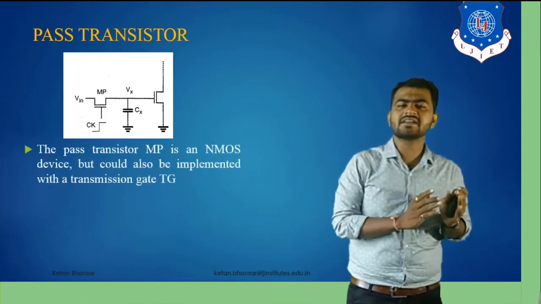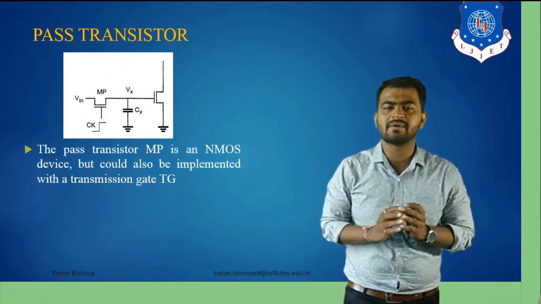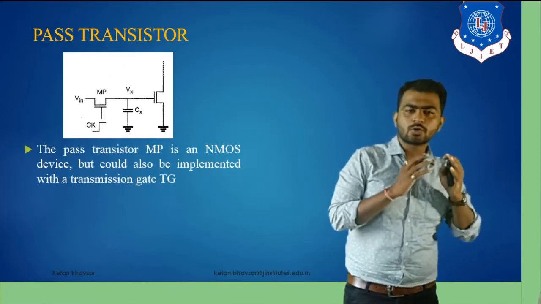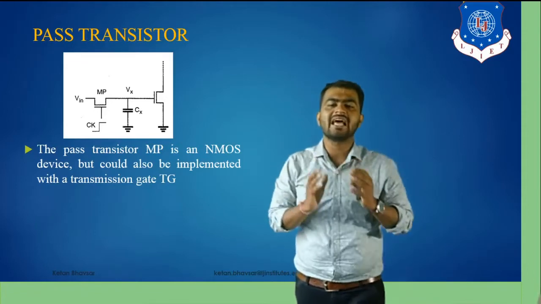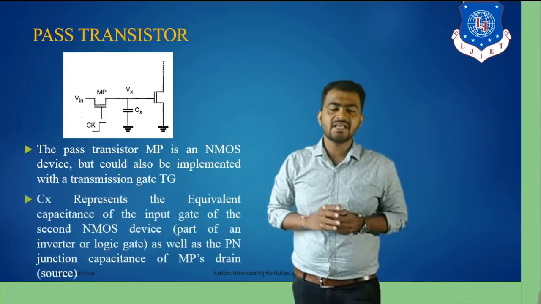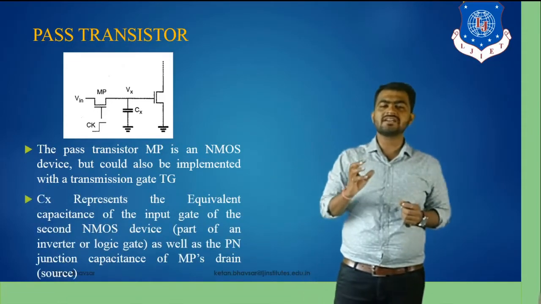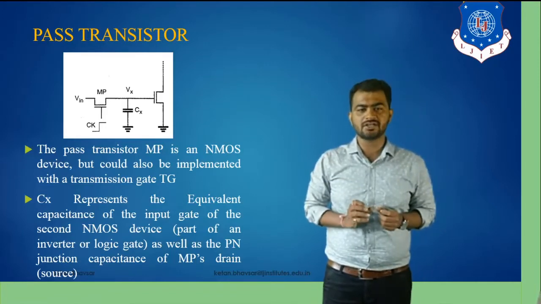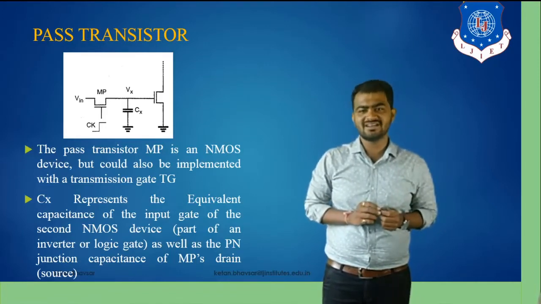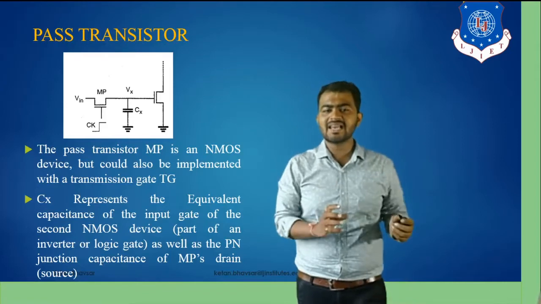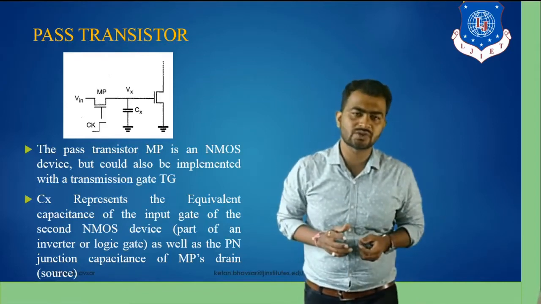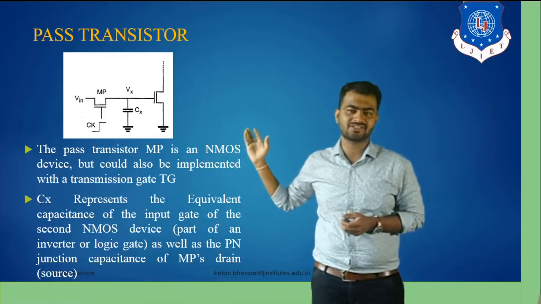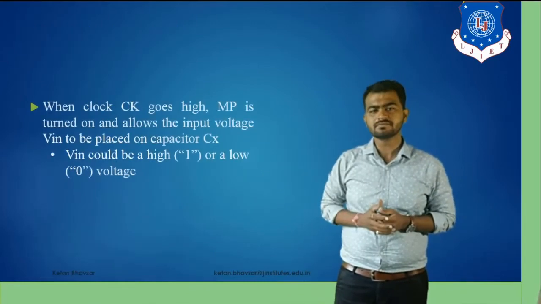The pass transistor MP is an NMOS device, but could also be implemented with the help of a transmission gate. Cx represents the equivalent capacitance of the input gate of the second NMOS device, as well as the PN junction capacitance of MP, whose drain is connected to the source terminal. So as you can see, it's a connection of the pass transistor.